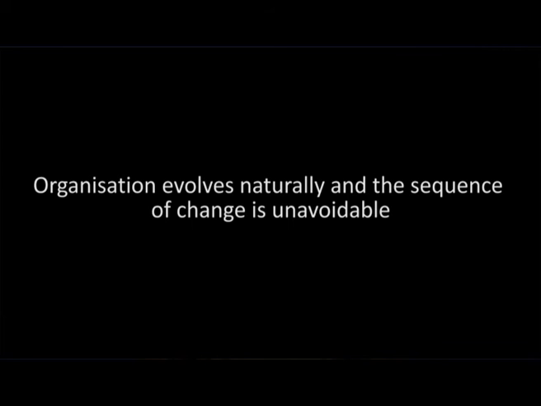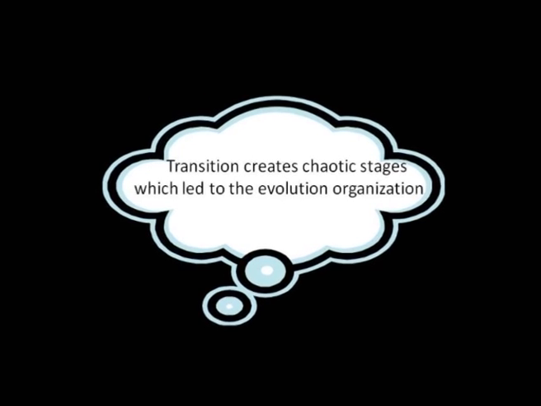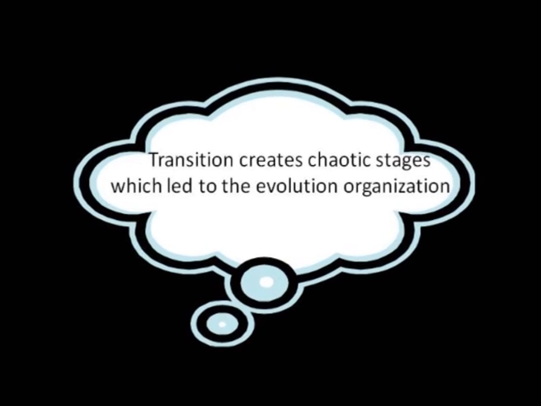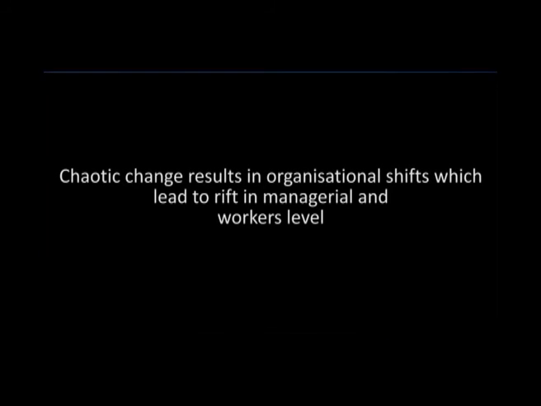Unlike induced change, autonomous change occurs on its own without the help of an external force. Under this change, internal dynamics are at play. Here, the organization evolves naturally, and in some cases, the sequence of change is unavoidable. At times, the transition may create chaotic stages which lead to the evolution of the organization in multiple unexpected ways. A smooth transition will result in the organization's evolution from an informal startup to a more professionally managed institution. However, chaotic change results in organizational shifts which lead to a rift at the managerial and workers' level.